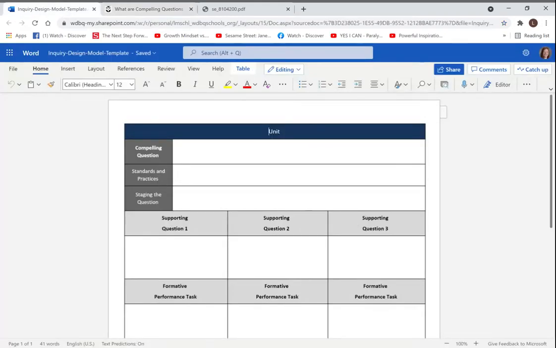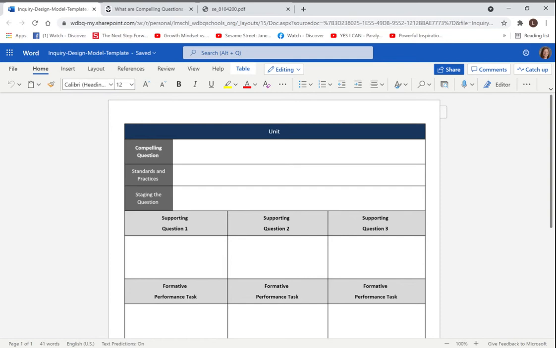I wanted to share some ideas with you about creating compelling and supporting questions that students will answer during their inquiry unit. Beginning in elementary school, up through sixth grade, the teacher is really responsible for providing compelling questions and supporting questions within the unit.